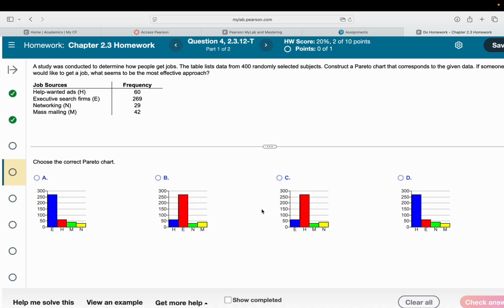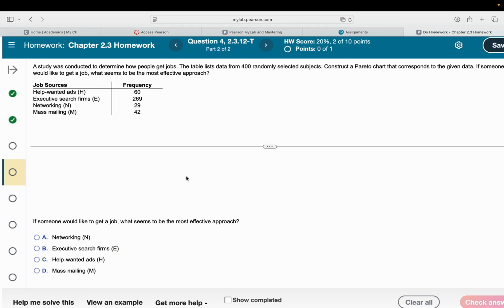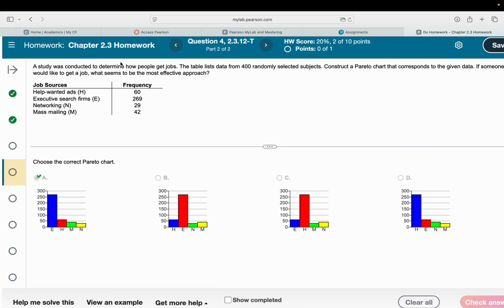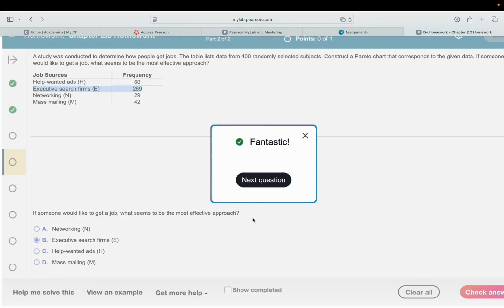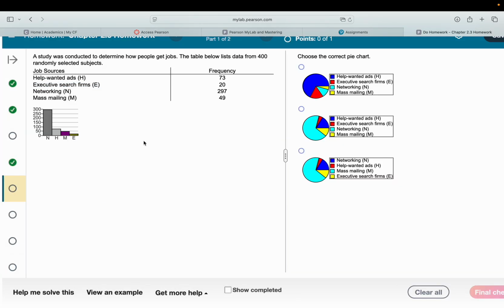So, which one's the Pareto chart? Which one goes from highest peak to lowest peak? Well, first it goes E is the highest, so there's E with the highest. This one has H as the highest, and H only had 60, so it's definitely A. All right. And then, let's see here. If someone was wanting to get a job, what would be the most effective approach? Well, evidently, let's see here. How did people get jobs? Executive search firms had the highest frequency, so evidently you should go with executive search firms. It gives you a quick way of seeing what the most frequent item was.